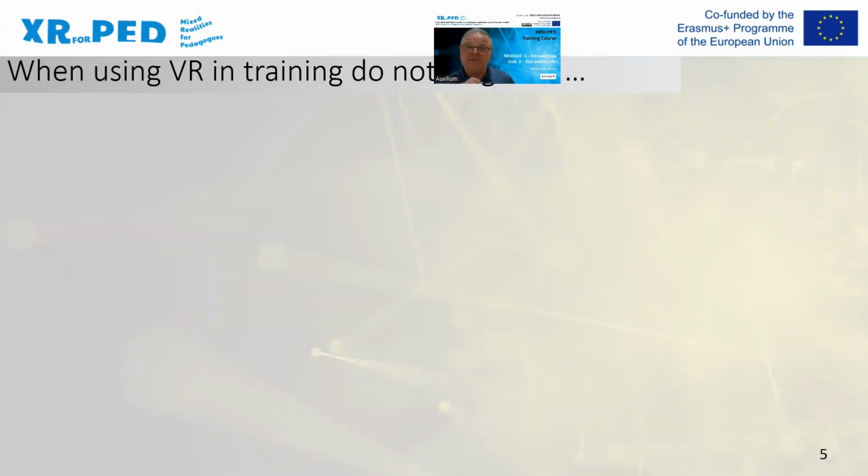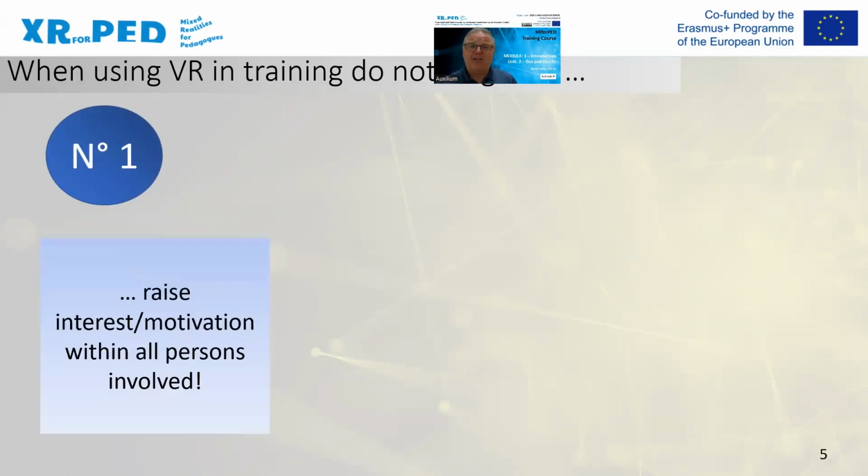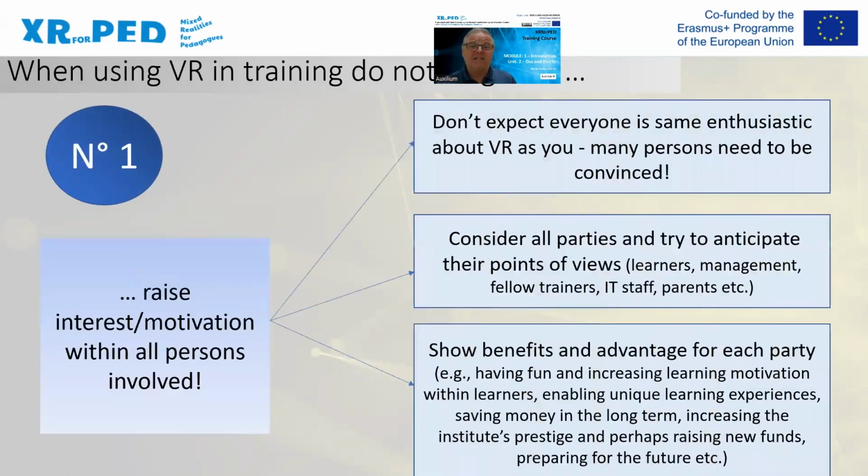But there are some things you have to consider before starting. So we give you 10 recommendations, and you decide to which extent you follow them, to which extent they are relevant for you. First, get everybody involved, get everybody on board. You have to raise motivation, you yourself have to be motivated. And all the other people you need: the students, the trainers, parents, perhaps fellow teachers, IT staff, and so on.